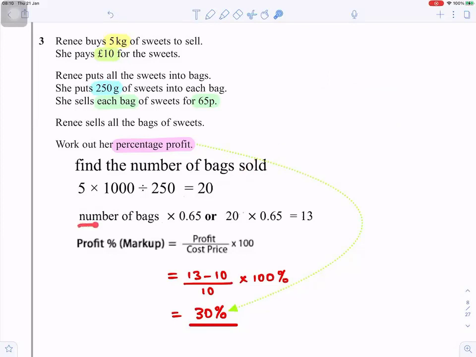So the number of bags sold times the price for one bag. 20 times 65 pence gives you 13 pounds. So your profit, or what they call markup, is the profit divided by the cost price times 100. The profit is 13 pounds minus 10 pounds which you paid. It gives you 3 pounds. So it's 3 pounds divided by 10 times 100%. It gives you 30% profit.